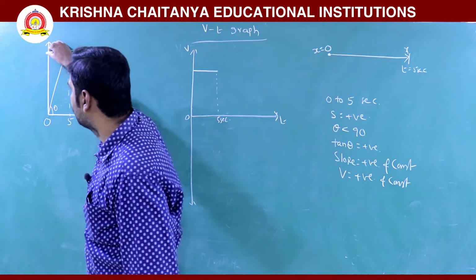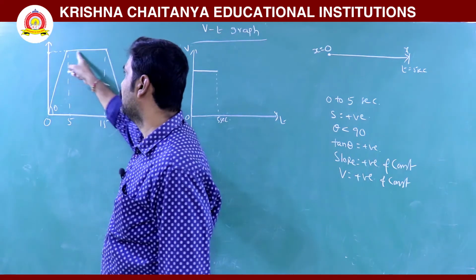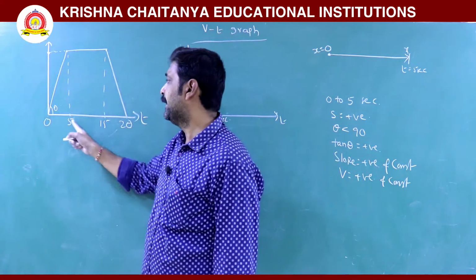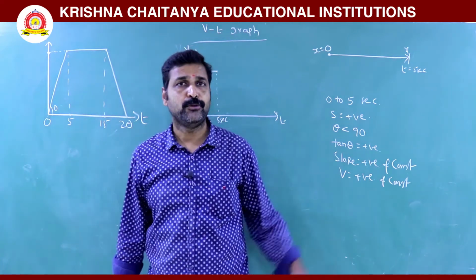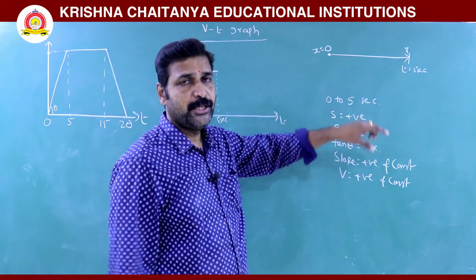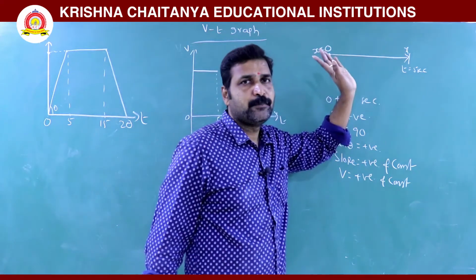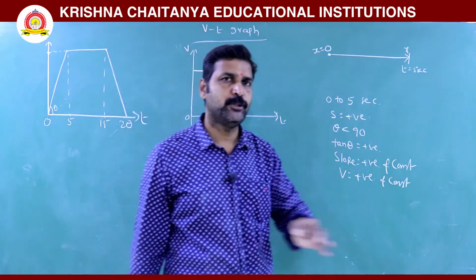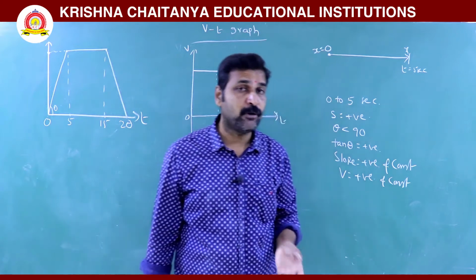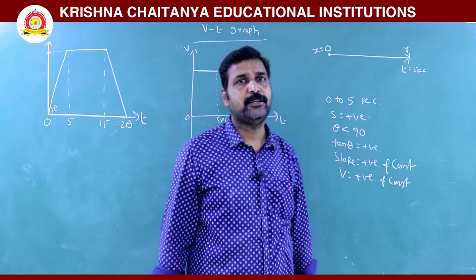Now from 5 to 15 seconds, position is constant. It is a horizontal straight line, which indicates the same position. Even as the time interval changes, the body stays there. Even as time changes from 5 seconds to 15 seconds, it is there. What does it mean? The position does not change with time. If position does not change with time, the body is said to be at rest.